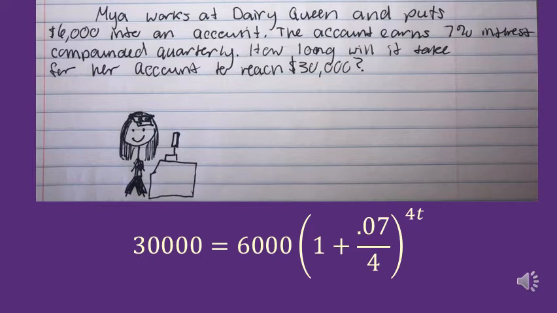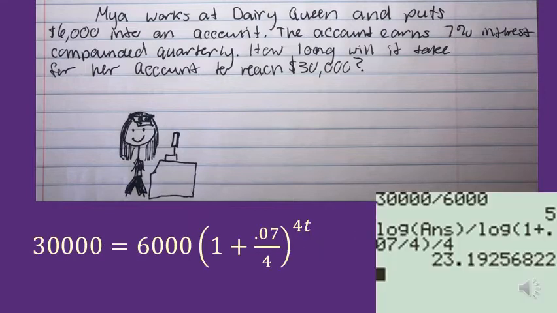And again, just like the last one, I'm going to start by dividing big numbers and then I'm going to divide some logs. So this problem, I started out by doing 30,000 divided by 6,000. And after I did that, what I'd have is 5 equals those parentheses to the 4t power. So if you look really closely at that second line, I actually have one more thing going on there than I did on the previous problem.